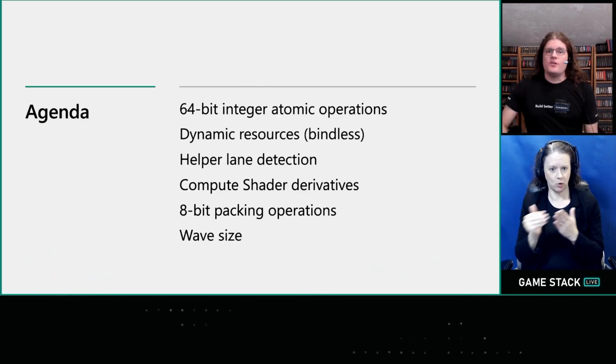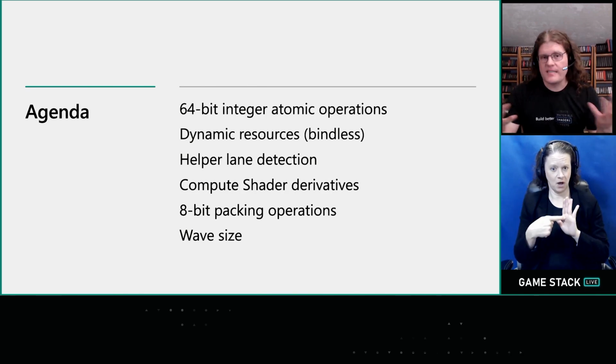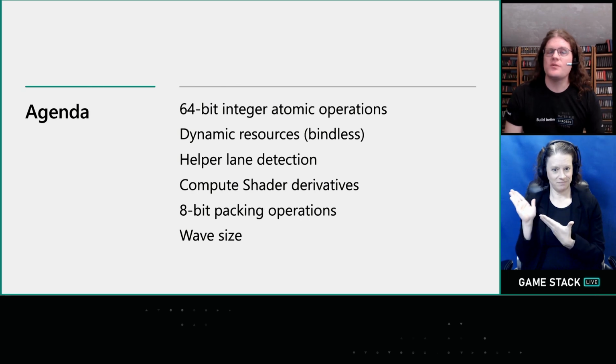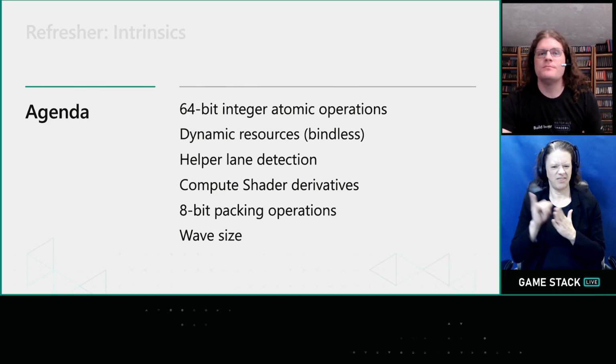So today I'm going to tell you about our latest shader model and the features that it includes. And this here is the basket of features. We've got 64-bit integer atomics, dynamic resources, helper lane detection, compute shader derivatives, 8-bit packing operations, and wave size.